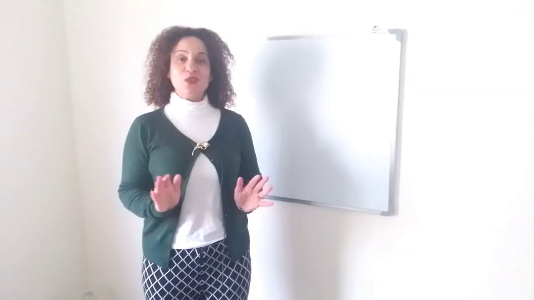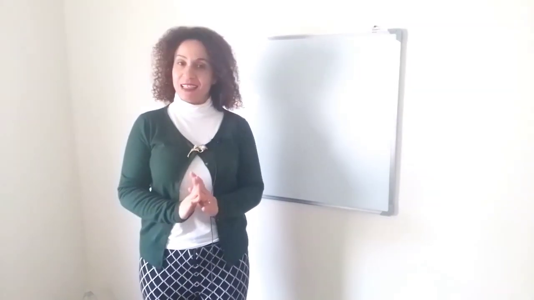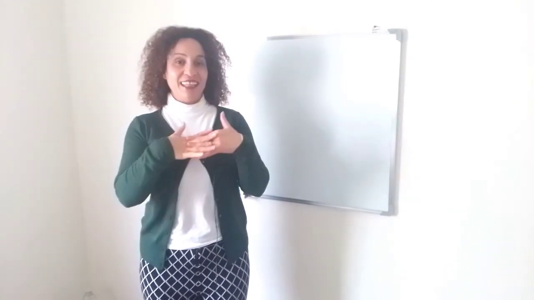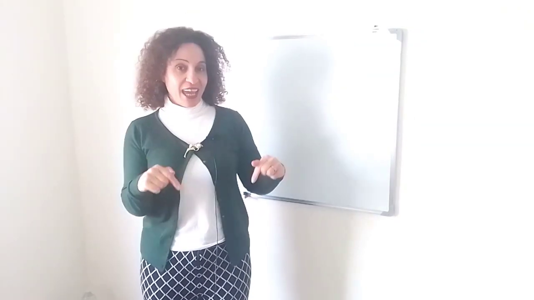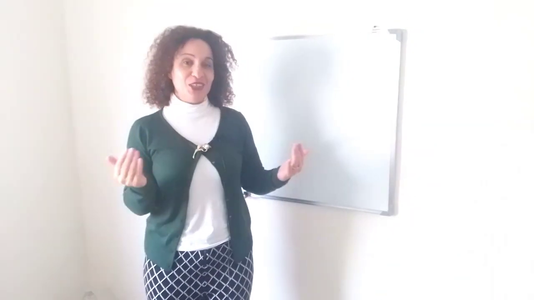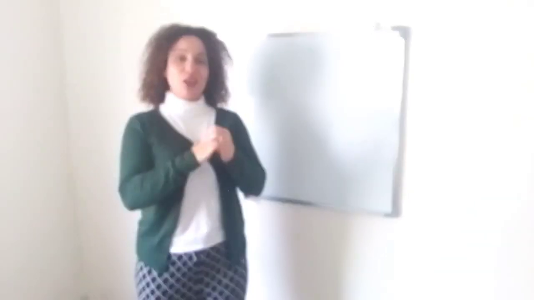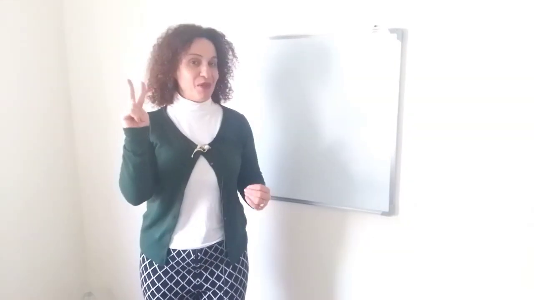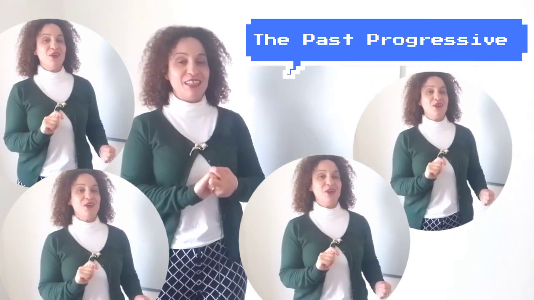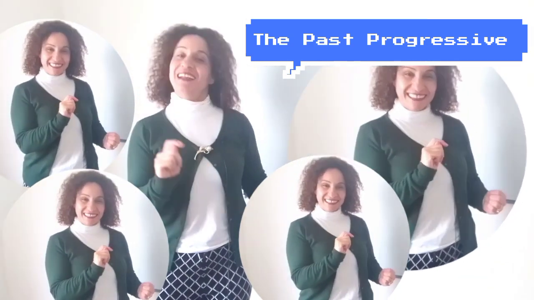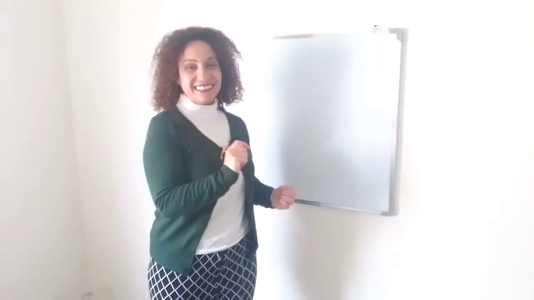In this session, we spoke about the simple past. We spoke about the form and the usage, negative, affirmative, and interrogative. Today, we are going to continue the same tense. We are going to talk about the second member of the family of the past, which is the past progressive. Don't go anywhere. Let's get started.